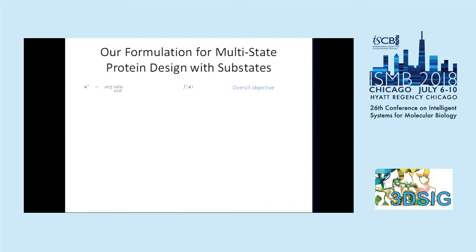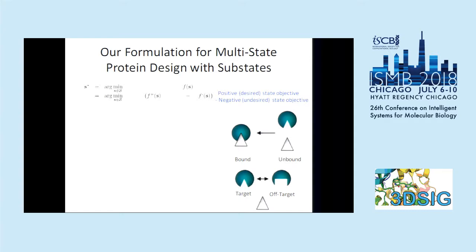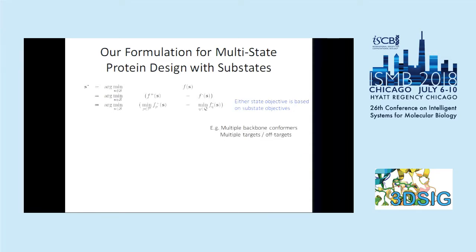So what is our formulation of the multi-state protein design problem? You have an overall objective, and you are trying to find the optimal sequence S. Then this objective can be decomposed into a positive and a negative objective. For instance, the positive objective is a stable complex. The negative objective is to make sure that this protein folds. And in this case, you might want to make sure that this protein binds to the target, but not to the off targets. But then you may have sub-objectives.